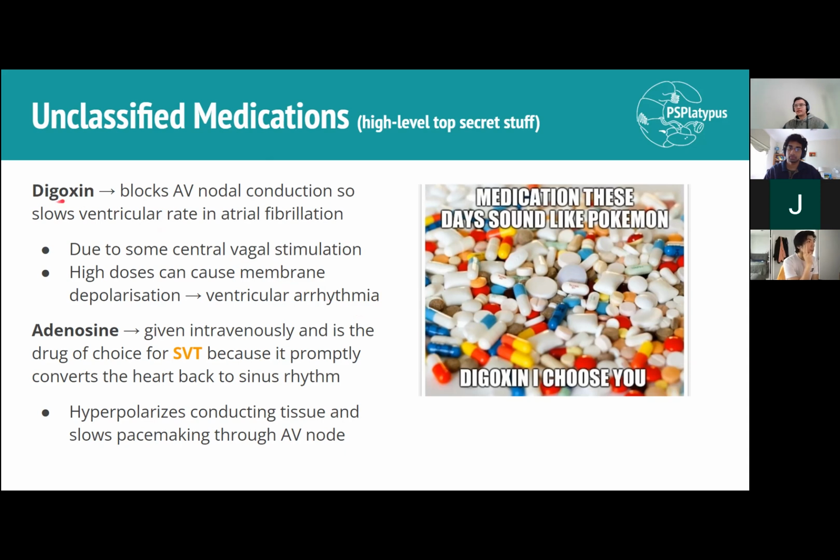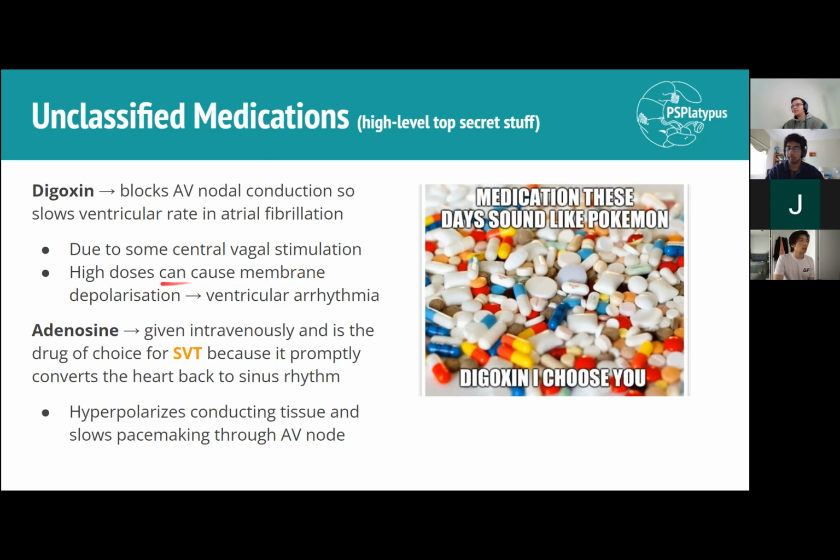With digoxin, you'll come across this many times. It sounds really good. It blocks AV nodal conduction and slows ventricular rate in atrial fibrillation. Its mode of action is a bit strange. I'd encourage you to just have a look at the diagram. It's to do with ion inflow and outflow from the cardiac myocytes, but it's sort of an indirect pathway rather than being super direct. It's still being researched, so you don't need to know it too much. The main thing is that some of these effects can also be due to central vagal stimulation, stimulating the vagus nerve and slowing down the heart rate.